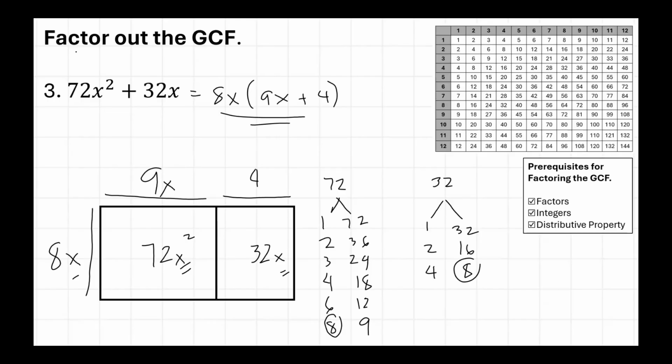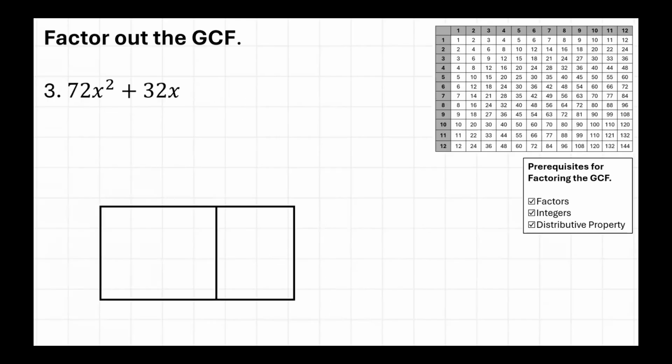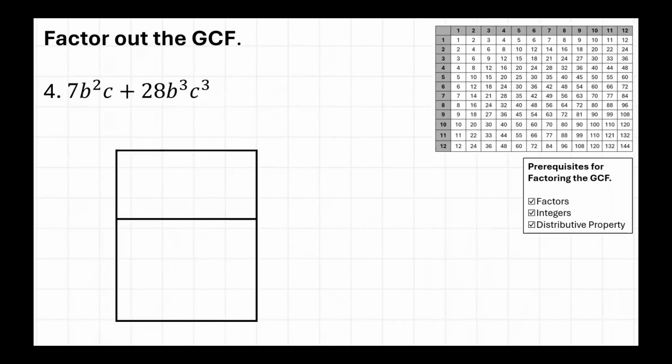All right, so we have another example. If you would like to try it on your own, you can pause the video here and you can play it again if you would like to check the answer. So again, the common side is here. That's where we write our GCF. The numerical coefficients are 7 and 28.